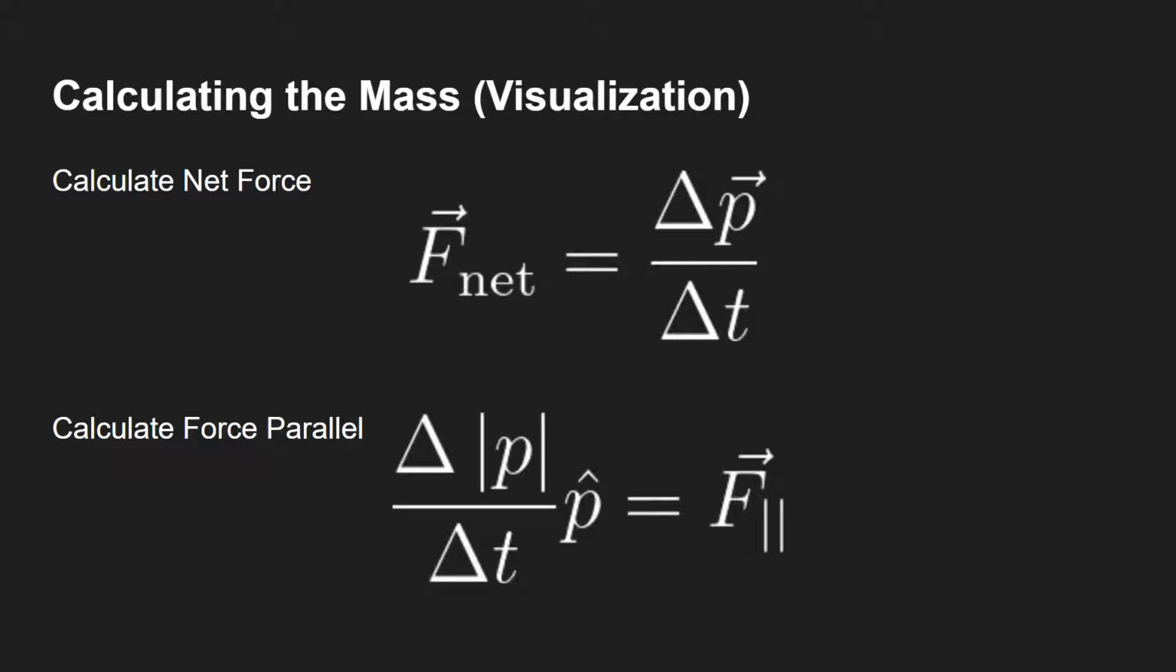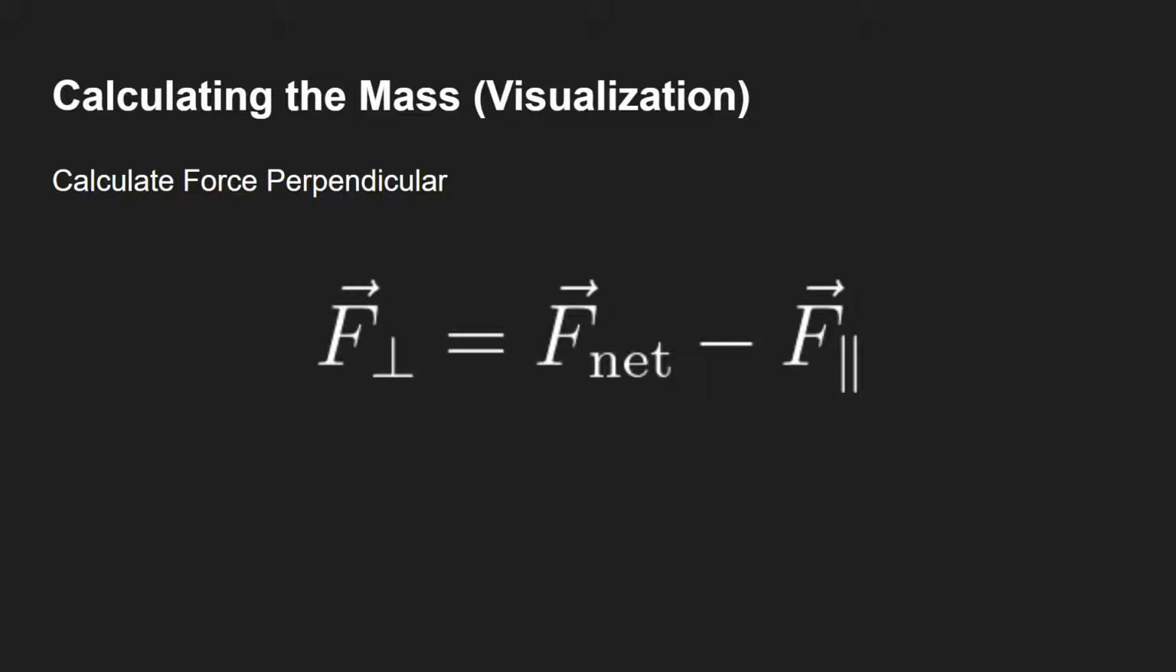Now, to calculate the net force, we can use the simple net force equation, change in momentum over change in time, and then we can calculate the force parallel for visualization purposes by taking the change in the magnitude of momentum over the change in time multiplied by the unit vector of momentum, and that gives us a parallel component. And because we know that the net force is equal to the sum of the perpendicular and parallel components, we can just subtract the parallel component we found from the total net force and then get the perpendicular component.